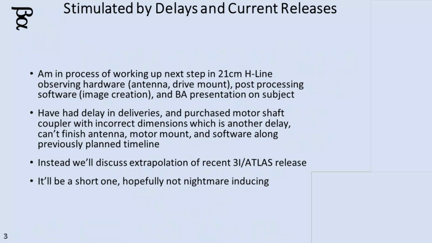So the reason why I'm doing this particular presentation, and it's going to be a short one, is I was working on something else, which was the 21 centimeter hydrogen line. I was doing an antenna, a drive mount, and post-processing software to create radio images, and then produce a Broward Astronomy presentation on it. And some of the things that I ordered this week were delayed. They were supposed to be on 2-day delivery. That turned out to be 4-day delivery, which, man, I missed it. And the second thing is I ordered some motor shaft couplers with the wrong dimensions, which induced another delay. We'll talk about that in the future.